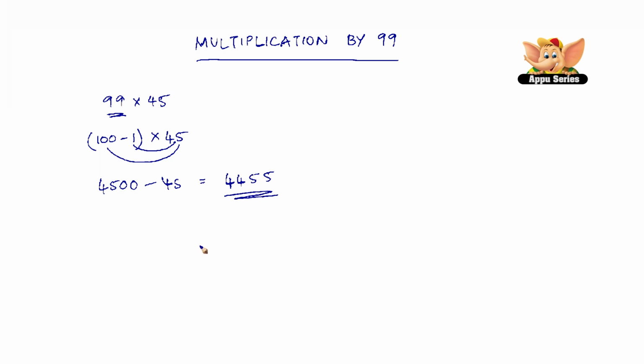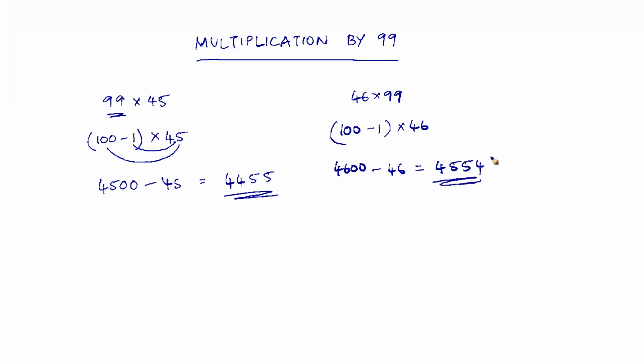Let's take another example, say 46 into 99. So 99 can be written as 100 minus 1. We have to multiply it with 46. Anything multiplied by 100 is simply adding two zeros next to that. So 46 into 100 is 4600 minus 46, which gives you 4554. Didn't even take a minute.